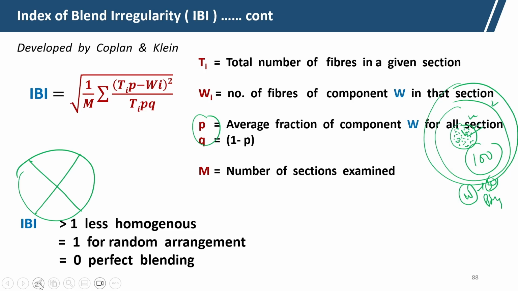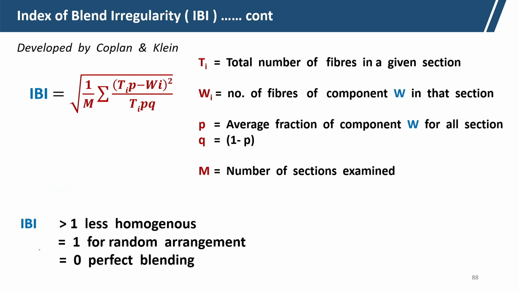So, as we know, lower IBI means better blending. If it is more than 1, that means less homogeneous. For the draw frame we get IBI more than 1. For flock blending we get 1 or less than 1. That is flock blending.